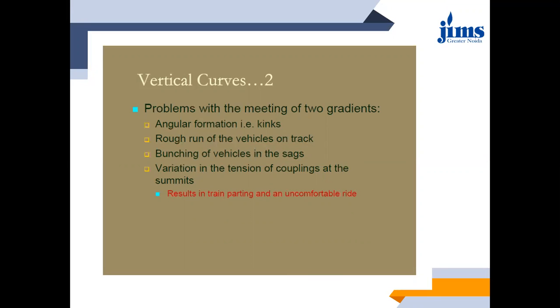Then bunching of the vehicles is there in sags. What do you mean by bunching of the vehicles? Whenever there is a sag curve, it has to be made sure that the preceding train should completely pass the entire sag curve, then only the succeeding train will be allowed to pass through that particular sag curve.